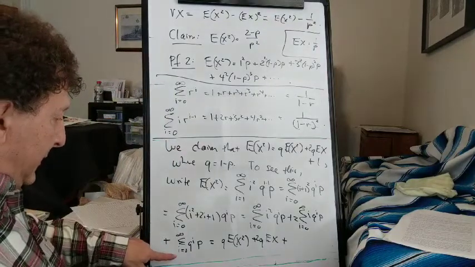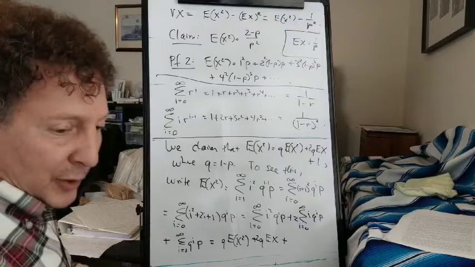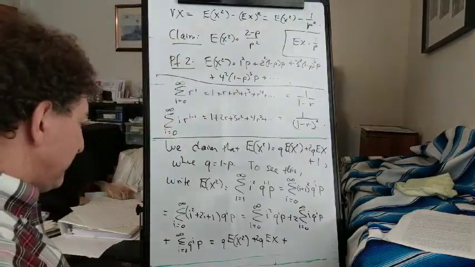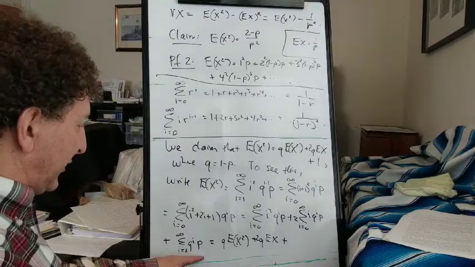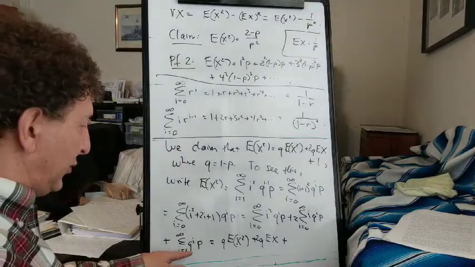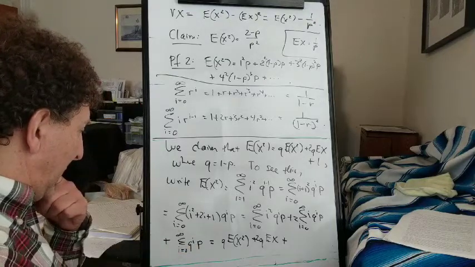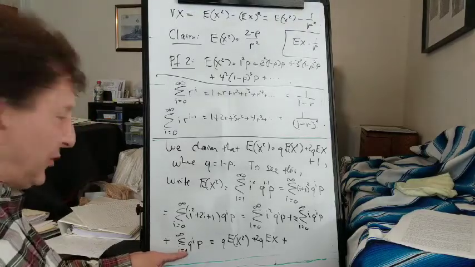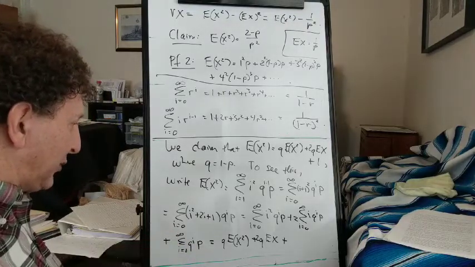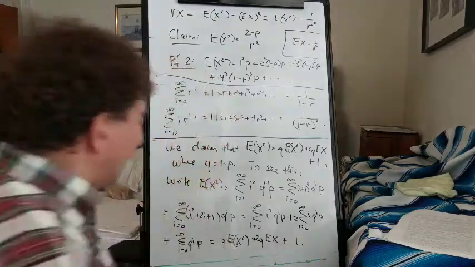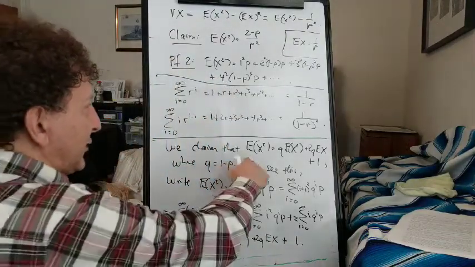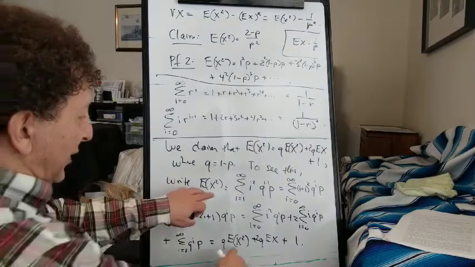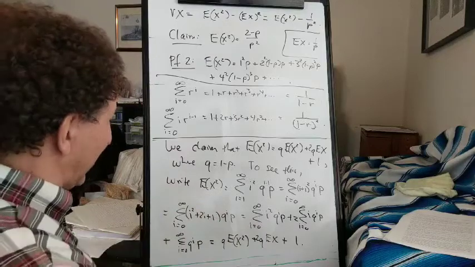And then if we look at this last term, 0 failures and a success, 1 failure and a success, 2 failures and a success, it is actually the sum of all the probabilities of the geometric distribution, which we just added up and verified equal to 1. So indeed, expected value of x squared does satisfy this equation. So that means we can solve for expected value of x squared in terms of the other things.